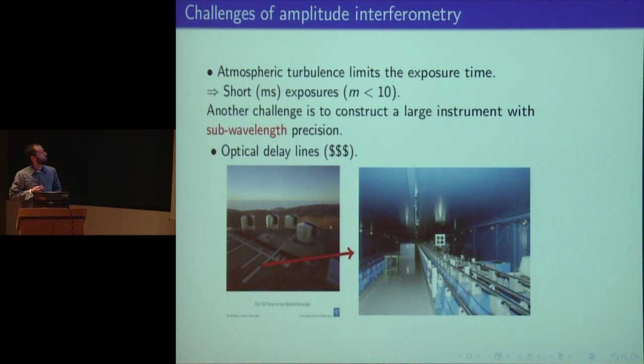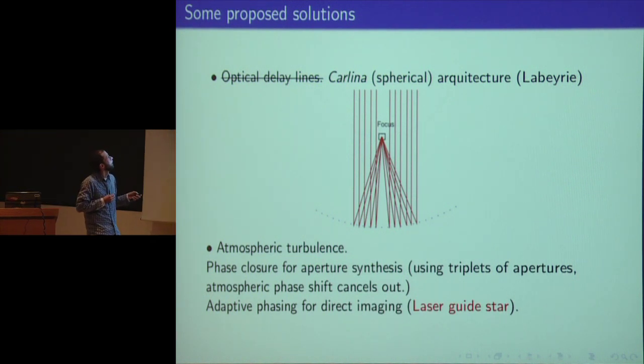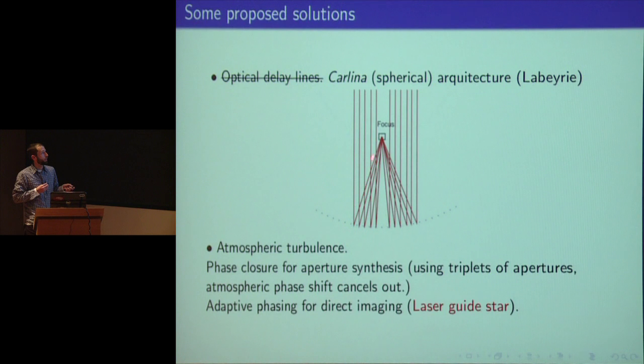There are some proposed solutions to avoid optical delay lines, such as the Carlina or spherical architecture by Professor Labeyrie. This type of architecture avoids the delay lines, but the atmospheric turbulence remains a challenge.